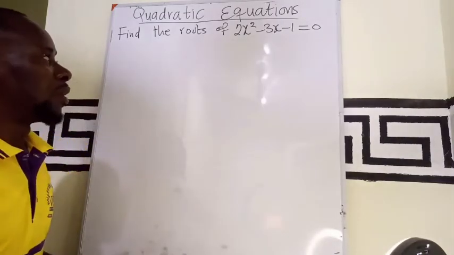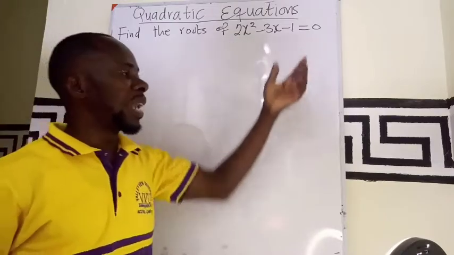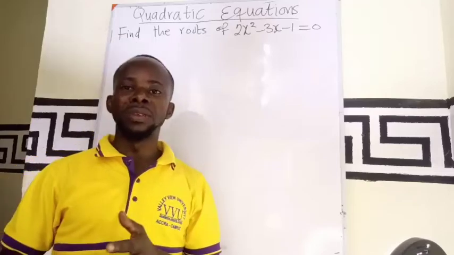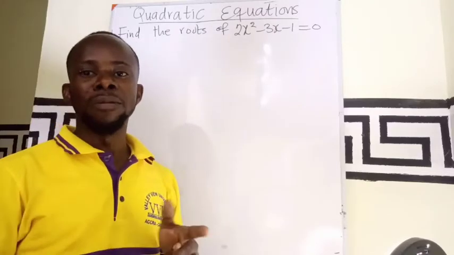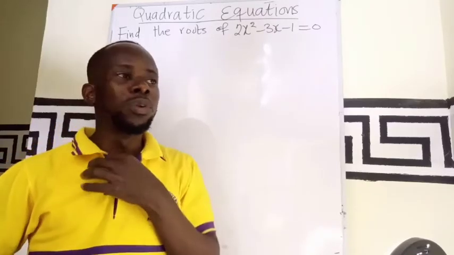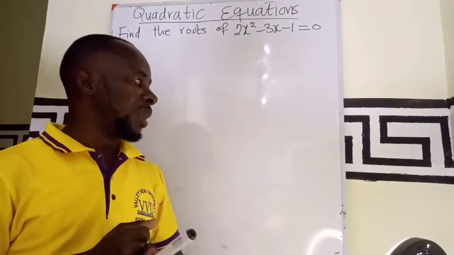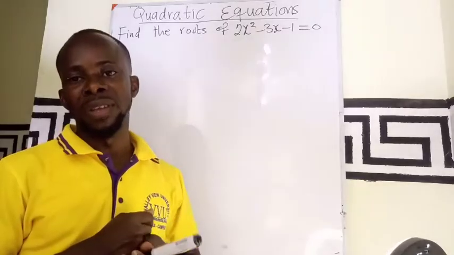Now if you are to solve questions like this, we know we have the factorization method, we have completing the square, we also have the use of a formula, and if possible the use of a graph, that's the graphical method. Now let's try and see whether we can employ the use of factorization.